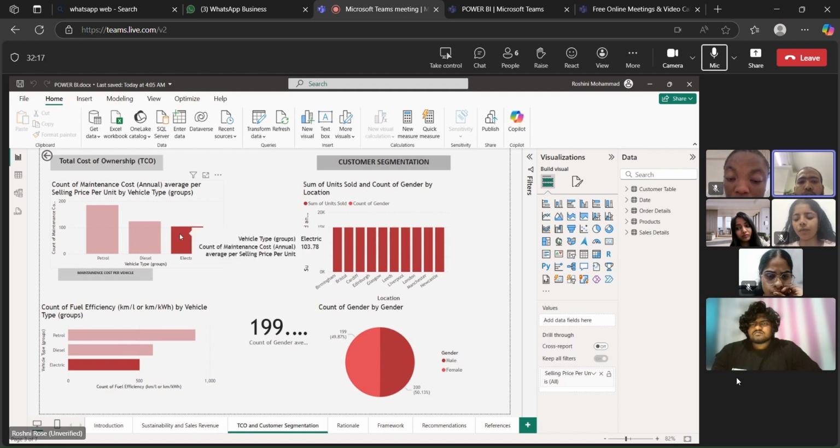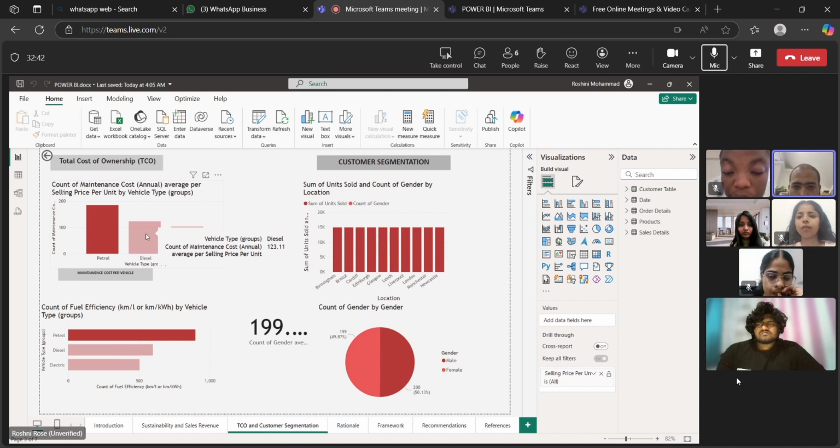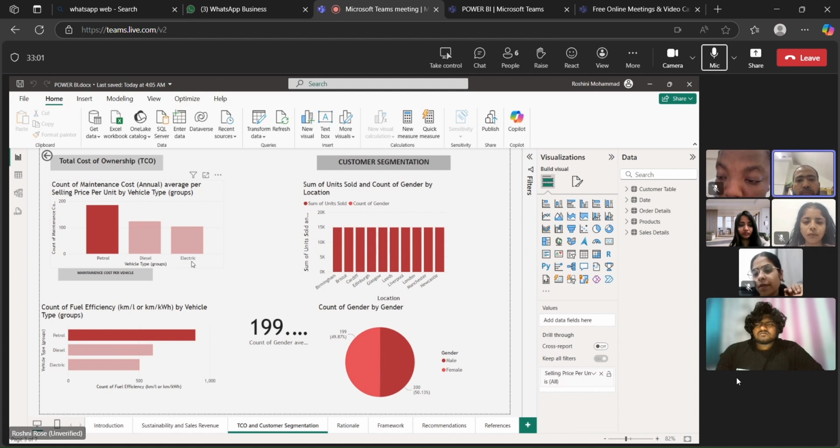There are three types of vehicles. The petrol vehicles' yearly maintenance cost is 185.09, the diesel vehicles' annual maintenance cost is 123.11, and the electric vehicles' annual maintenance cost is 103.78 per year. Electric vehicles' maintenance cost is lower compared to petrol and diesel.